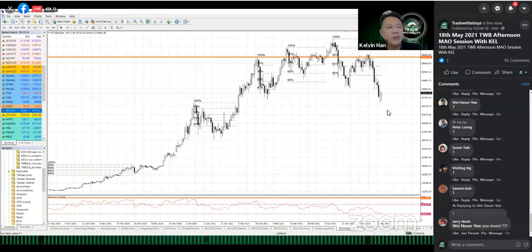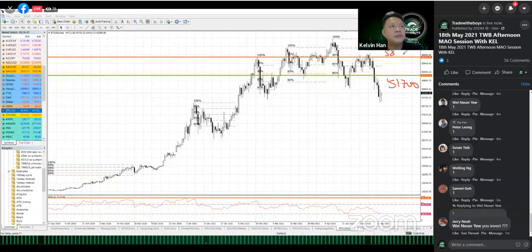So the 80% mark right now is about 51,700. I'll write it down for you. For Bitcoin, it's 51,700 for the 80% mark. For the 90% mark, it's about 58,000. Currently it's 43,000, so it's more of a punt. So if you think that Bitcoin will stabilize somewhere around here, you can consider doing that.